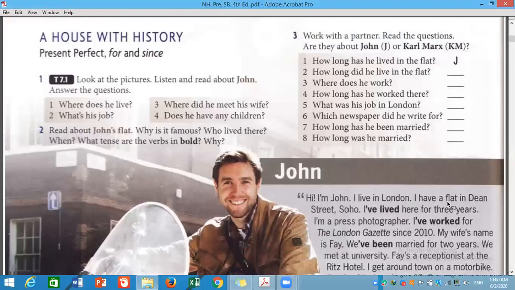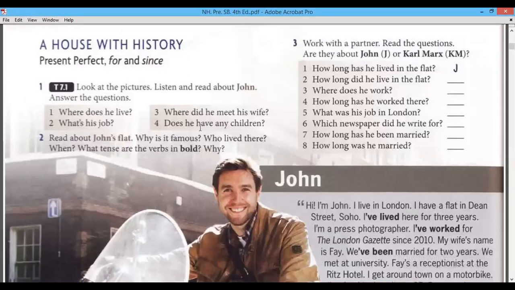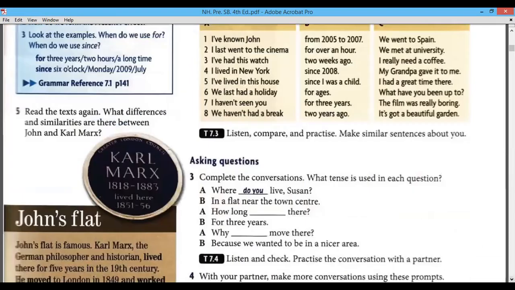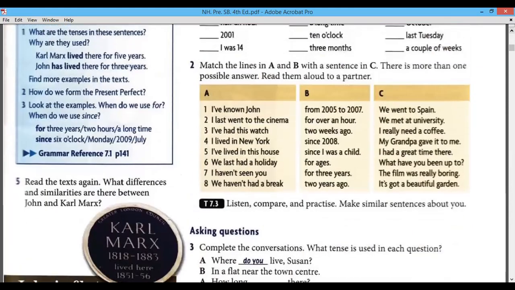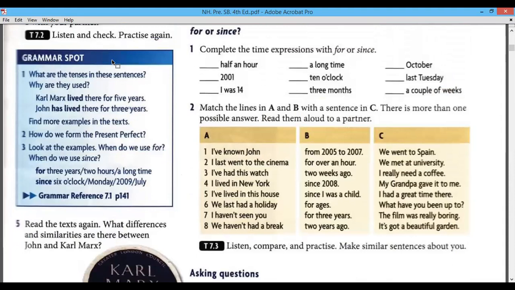Let's continue everyone. Let's continue our lesson over here. Next, grammar spot. Please look at grammar spot. What are the tenses in these sentences? Why are they used? Karl Marx lived there for 5 years and John has lived there for 3 years.